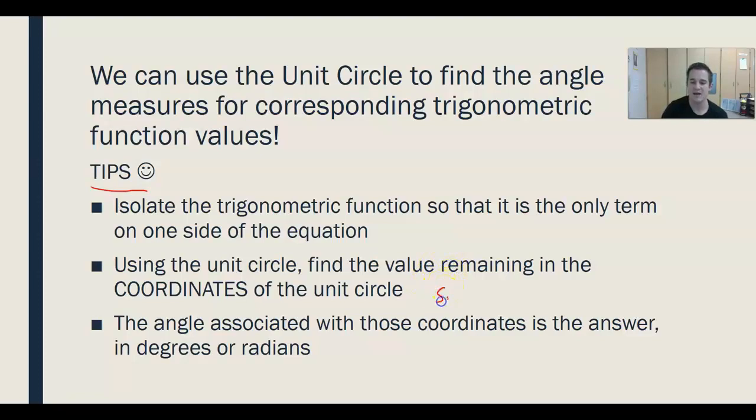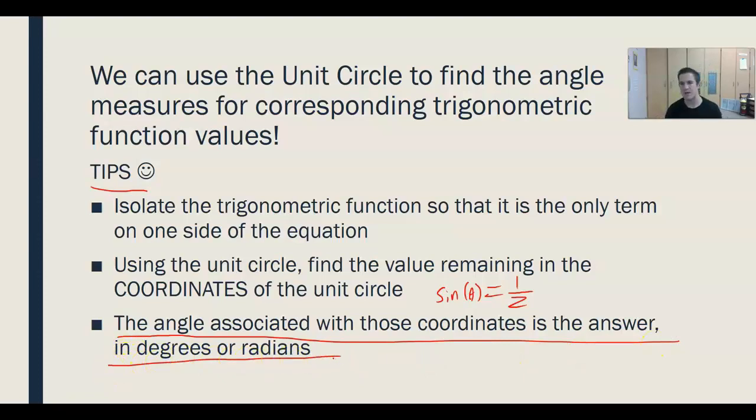So say I have sine of theta equals 1/2. I'm going to find 1/2 in the coordinates on the outside of the unit circle because I know 1/2 is going to be one of the trig function values. And then the angle associated with those coordinates is the answer, in degrees or radians, depending on what you're asked for. So on my unit circle, if I look for 1/2, I'm going to find an angle associated with the sine value that's 1/2.